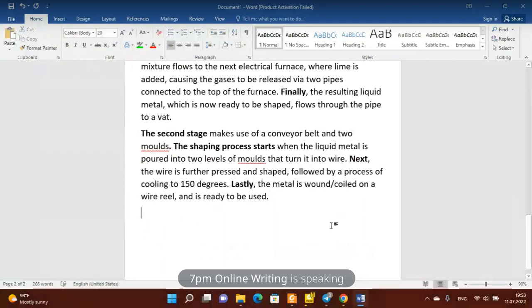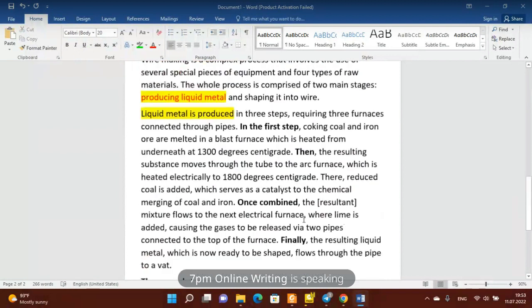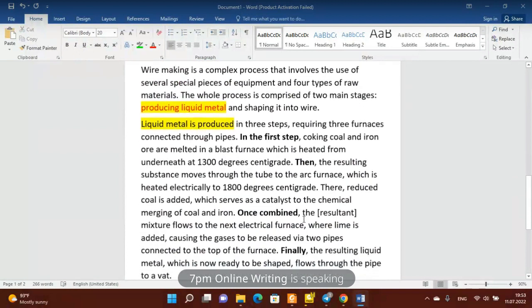Lastly is our final sequencing word. Yes. All right. That's about it. That's supposed to be a Band 8 process report.